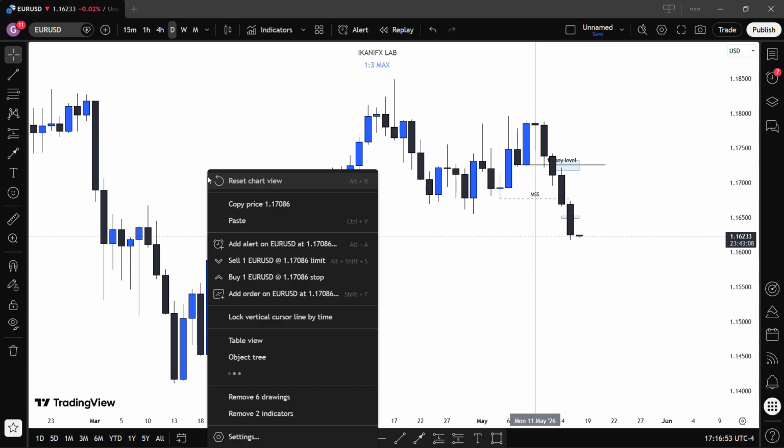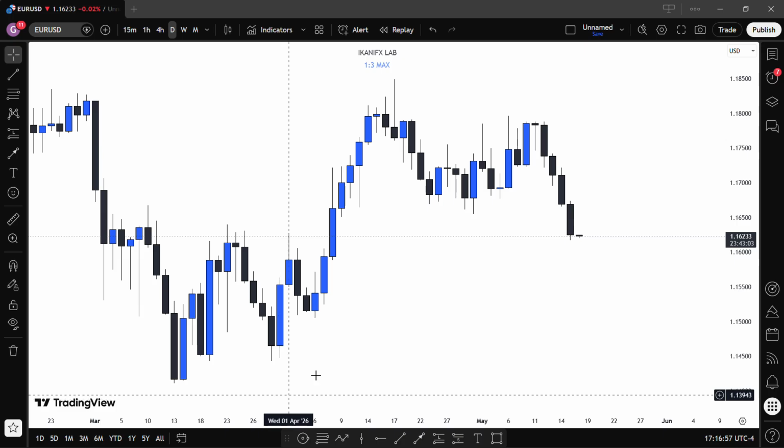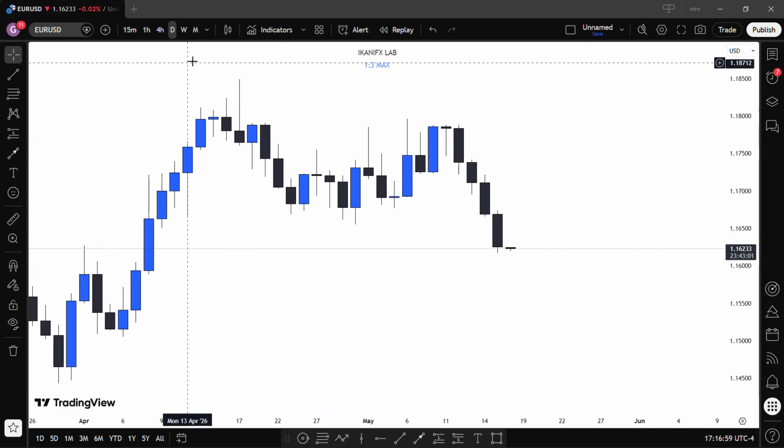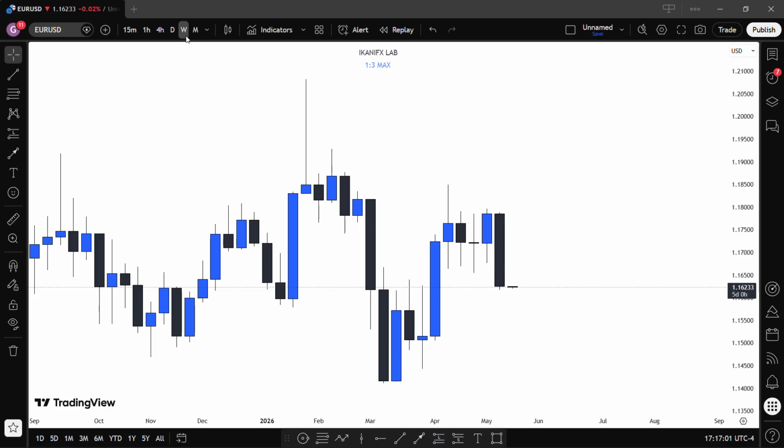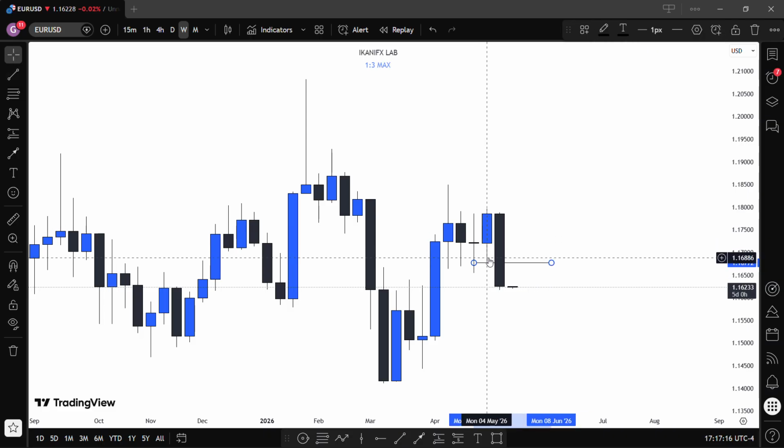Let's see if Euro USD is going to be in sync with what we did on the dollar index. So remember I said whatever dollar index is doing, Euro USD is going to be doing the opposite. And on the weekly time frame on Euro USD, immediately we can see that last week broke below the previous week's bullish candle. This week it was broken below aggressively.